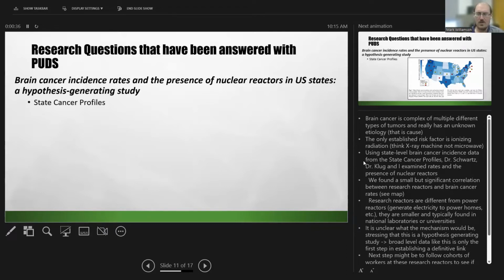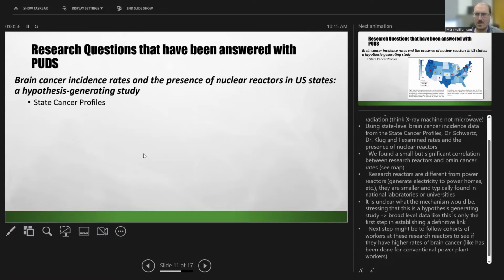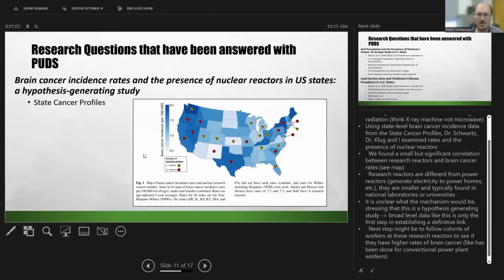So there's a lot of potential in brain cancer to generate hypotheses about possible causes. So using state level brain cancer incidence data from the state cancer profiles, Dr. Schwartz, Dr. Klug, and I examined rates of brain cancer in the presence of nuclear reactors. We actually found a small but significant correlation between research reactors and brain cancer rates.